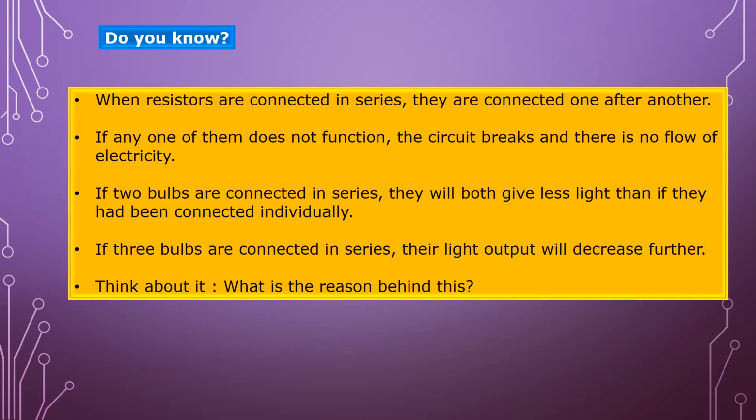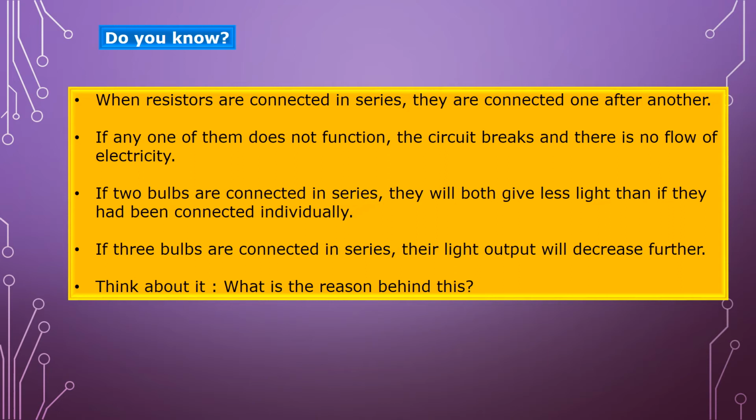Now let us see, children, do you know? When resistors are connected in series, they are connected one after another. If any one of them does not function, then the circuit breaks and there is no flow of electricity. If two bulbs are connected in series, they will both give less light than if they had been connected individually. When both bulbs are connected in series, one after the other, electric current passes through both of them, so we get less light from each bulb.